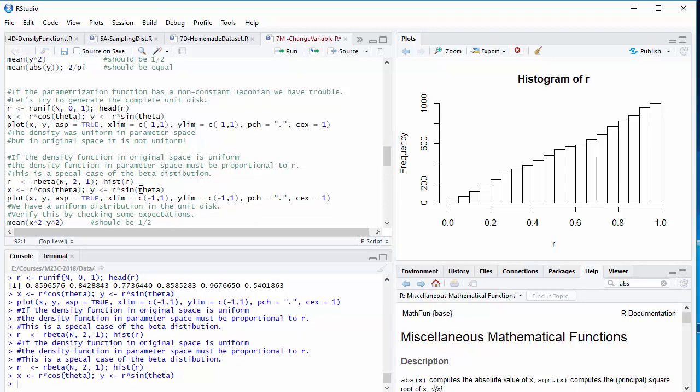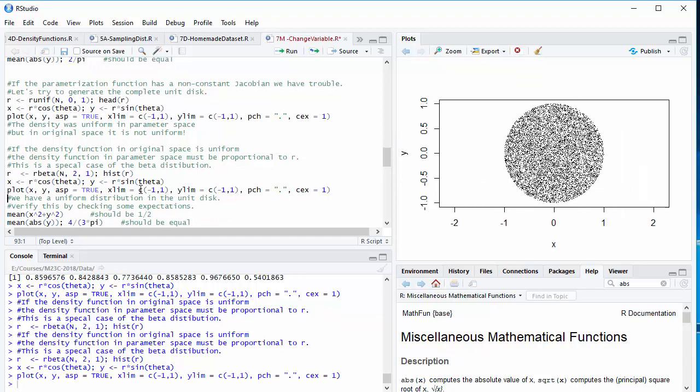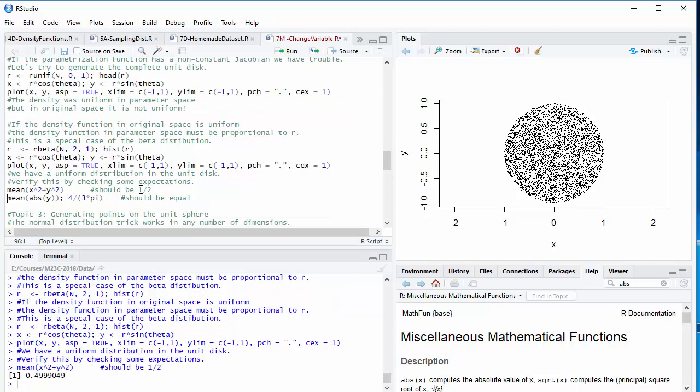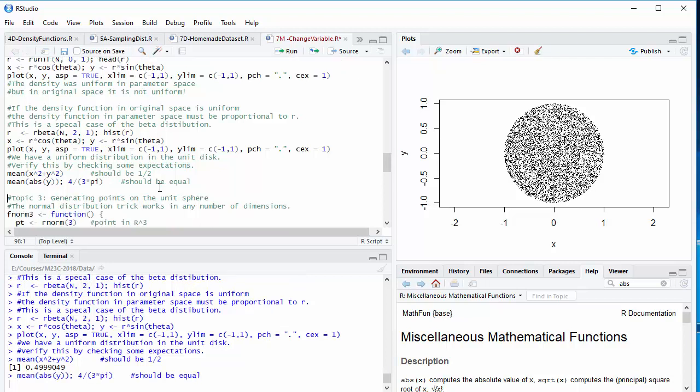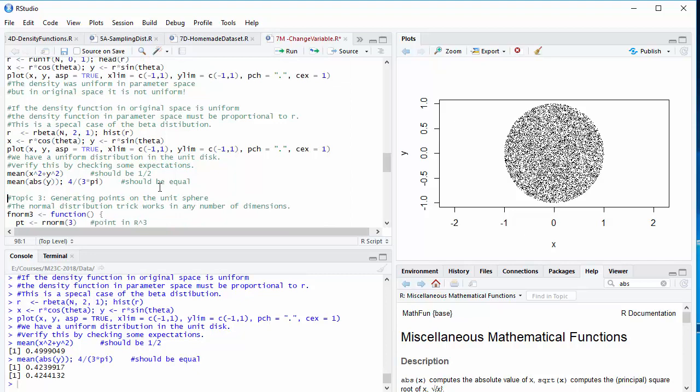If we plot this, well, it certainly looks like a uniform distribution, and we can verify this by checking some expectations. It's well known that the expectation of the random variable x squared plus y squared for the unit disk is 1/2. That came out right. A slightly messier calculation is the expectation of the absolute value of x or of y is supposed to be 4 over 3 pi, and that works too.